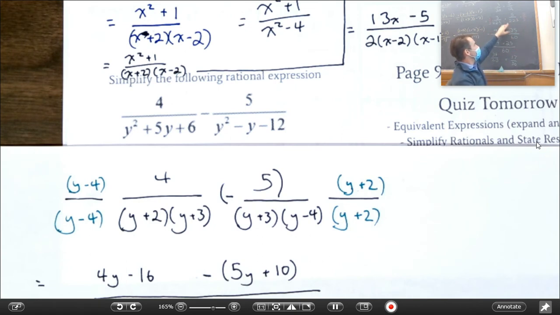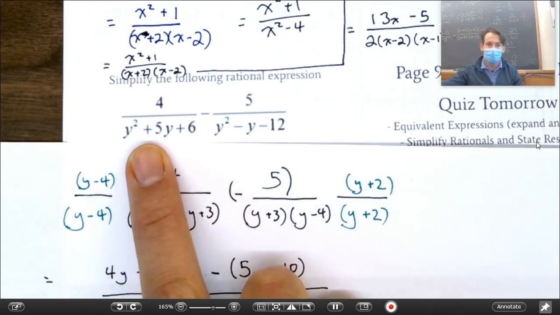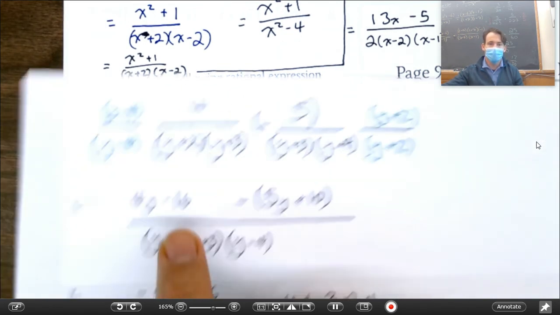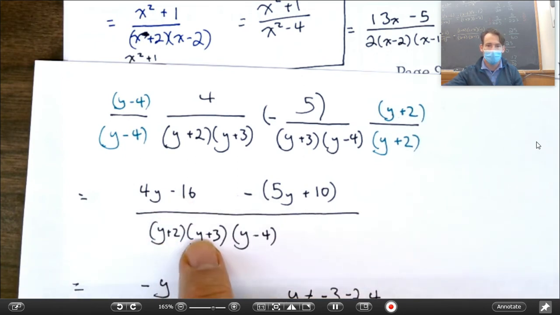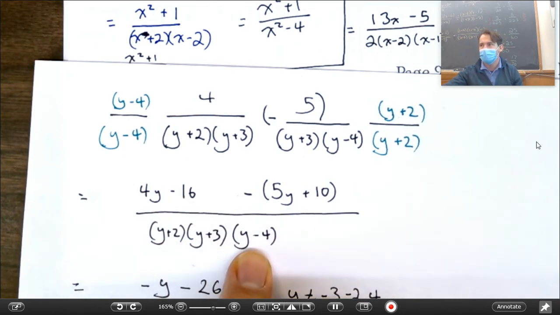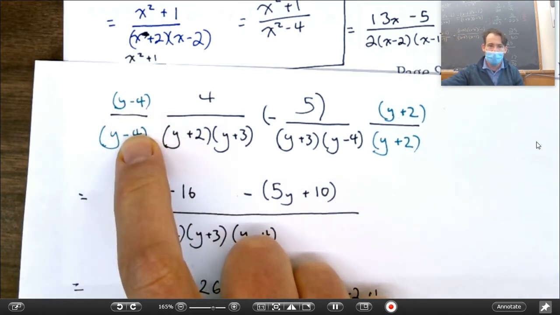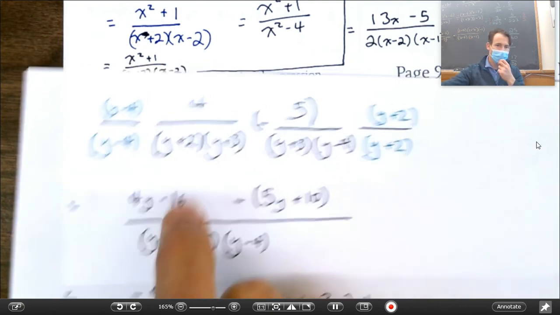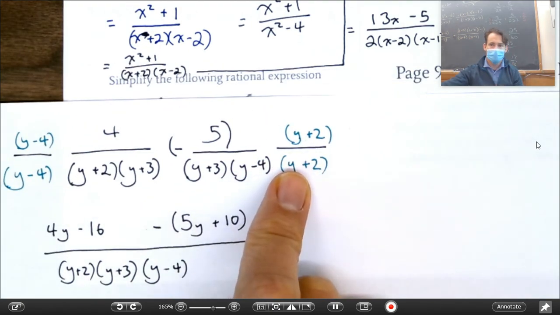25 over 60 is the same thing as 5 over 12. It's just we've cut the pizza into more slices, but it's the same amount of pizza. Same thing that 4 over y squared plus 5y plus 6 is the same thing as 4y minus 16 over y plus 2 multiplied by y plus 3 multiplied by y minus 4. This is the same as this. I just multiplied by 1 to change that. And then this one, I multiply it by a different cheeky 1 to change it.